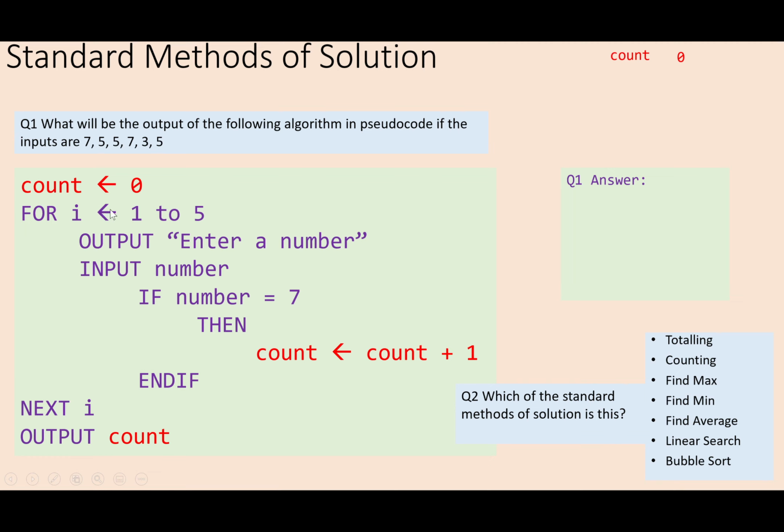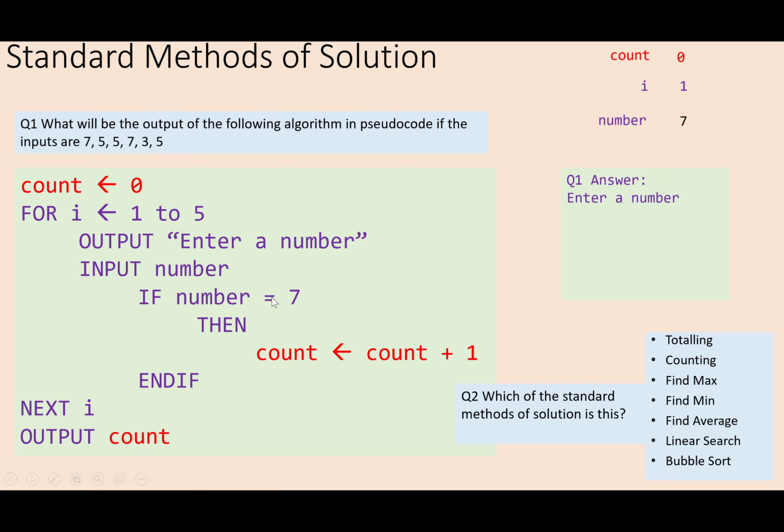Then we've got for I is going to be 1 to 5. So I'm going to write down that I is initially going to be 1. Now we output enter a number, so that's going to form part of the answer. And we input the first number, and we've got the list of numbers here. They're given to us in the question. So the first number we input is 7. So I'm going to write that down again because I just need to keep track of what's going on.